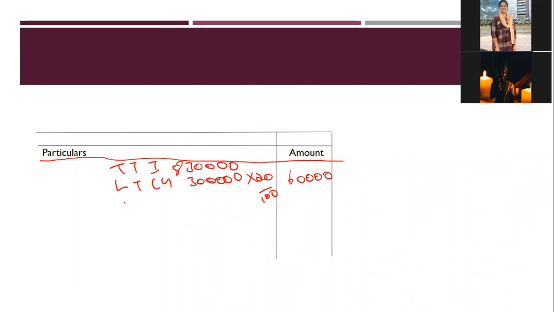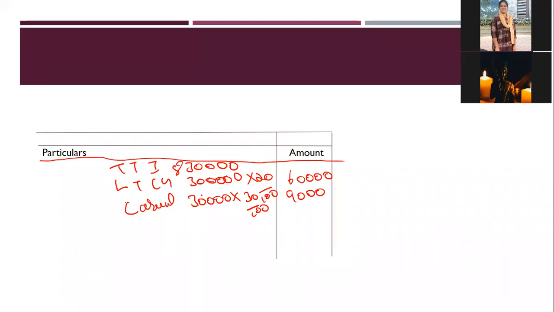Next is casual income. Do we have any casual income? Yes, the crossword puzzle. So 30,000 into 30%, straight away, no need of saying any other thing. So how much will it be? It will be 9,000.